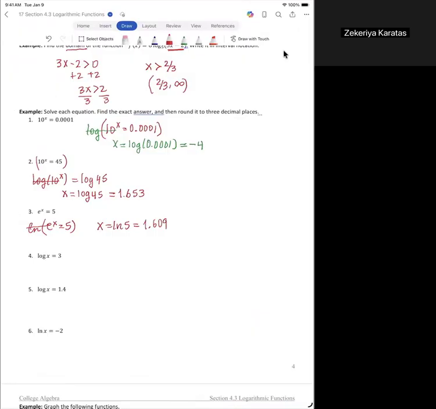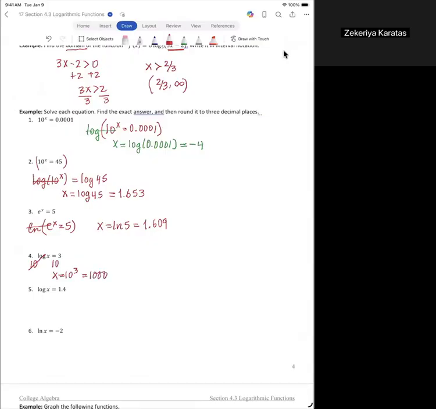If you have a log, now you're going to exponentiate. Here the base is 10, so exponentiate both sides using base 10. So 10 and log will cancel each other. We get x equals 10 to the 3, which is 1,000.